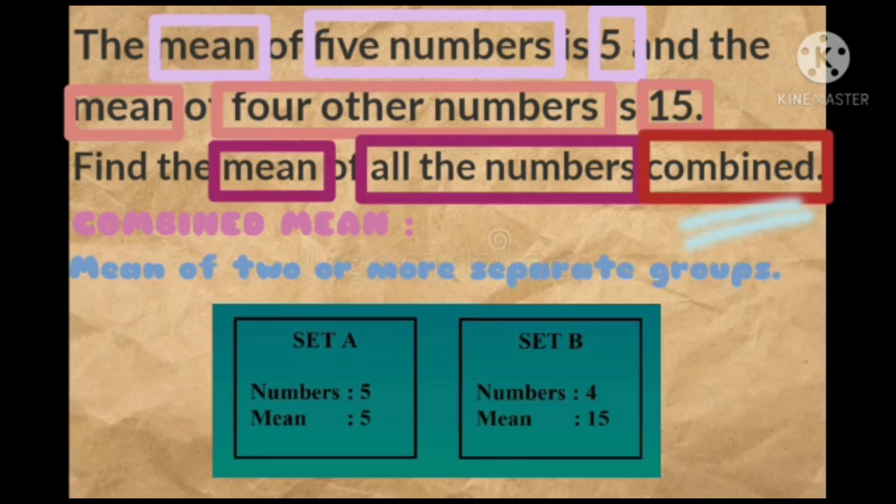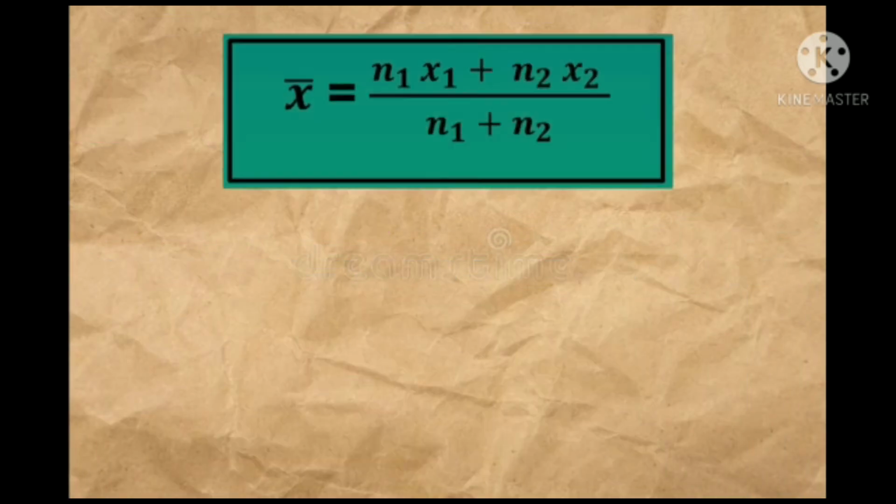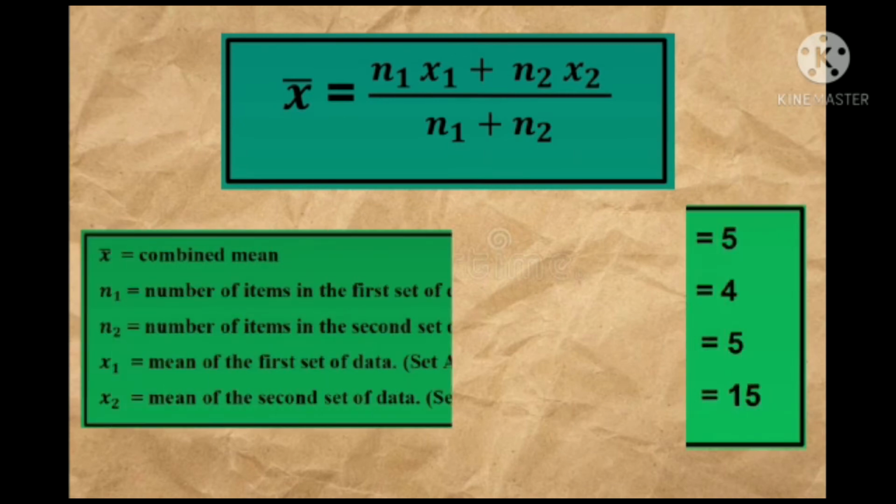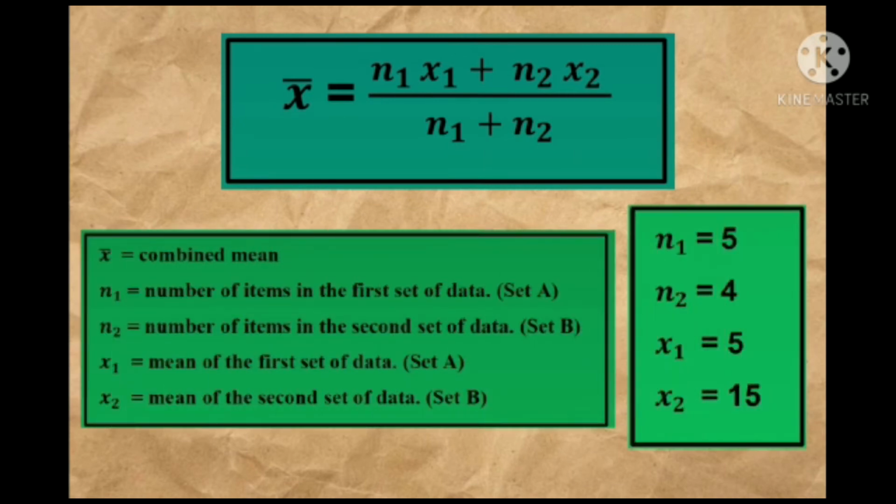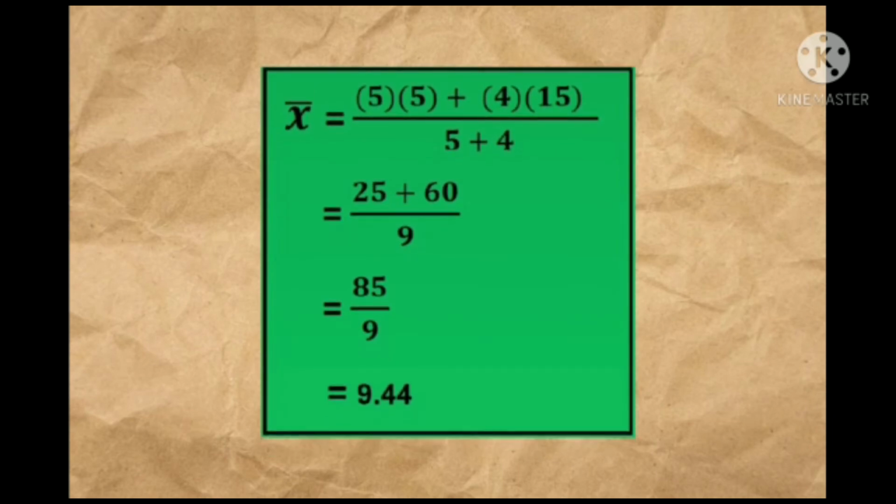Using the keywords, we can extract two separate data, and using the formula for combined mean, n1 is the number of items in set A, n2 is the number of items in set B, x1 is the mean of set A, and x2 is the mean of set B. So from our question, n1 is 5, n2 is 4, x1 is 5, and x2 is 15. Now using the formula, we can get a combined mean of 9.44.